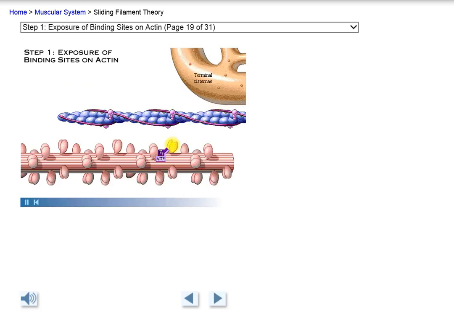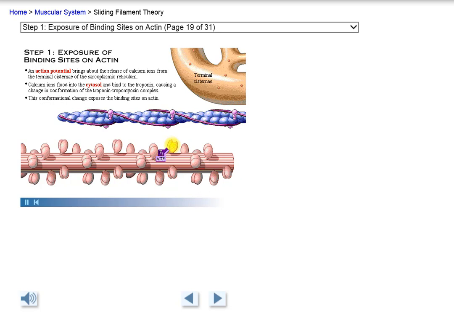The first step is exposing actin's binding sites. When a muscle cell is stimulated, the action potential brings about the release of calcium ions from the terminal cisternae of the sarcoplasmic reticulum. The calcium ions flood into the cytosol and bind to the troponin, causing a change in conformation of the troponin-tropomyosin complex. This conformational change exposes the binding sites on actin. Click the terminal cisternae to start the process.